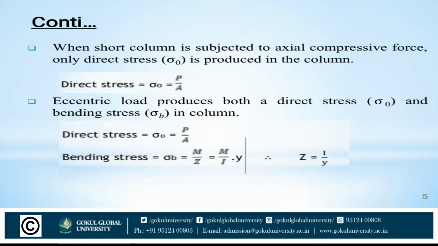When the short column is subjected to axial compressive force, only direct stress sigma 0 is produced in the column. So direct stress sigma 0 is equal to P by A. Eccentric load produces both direct stress sigma 0 and bending stress sigma B in the column. Direct stress sigma 0 is equal to P by A, and bending stress sigma B is equal to M by Z, where Z is equal to I by y. So we can write M upon I into y.